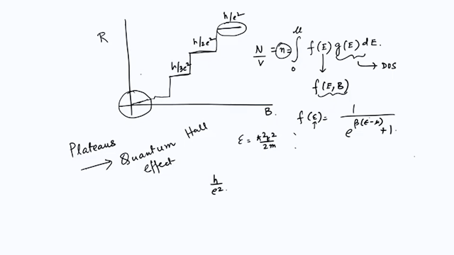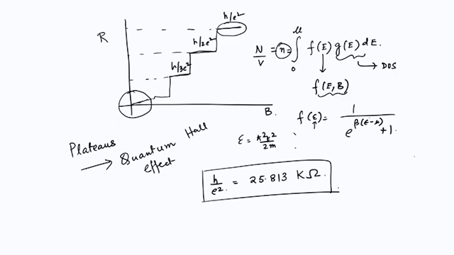Okay, so these are happening. These are resistivity values: this value is h over 3e squared, this value is h over 2e squared, and this value is h over e squared, and so on and so forth. He found that this has a value of 25.813 kilo ohms, and this resistance is now taken as a unit of resistance.